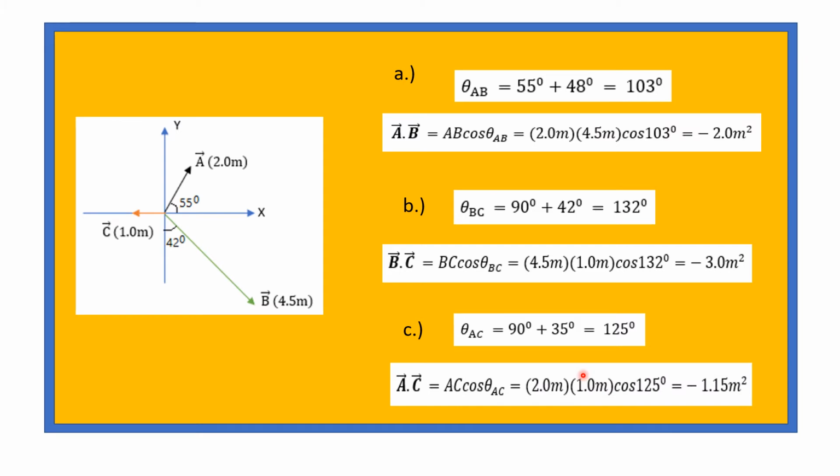So therefore, A dot C is equal to A C cosine theta between A and C. We have A has a magnitude of 2 meters, C is 1 meter times cosine of 125 degrees. But cosine of 125 degrees is negative. That's why we have negative 1.15 square meter. Okay.